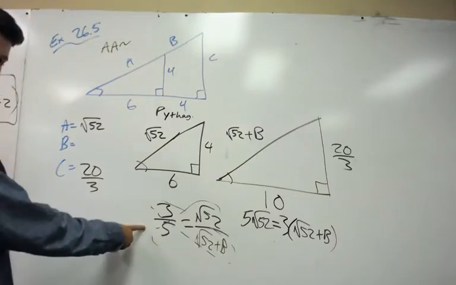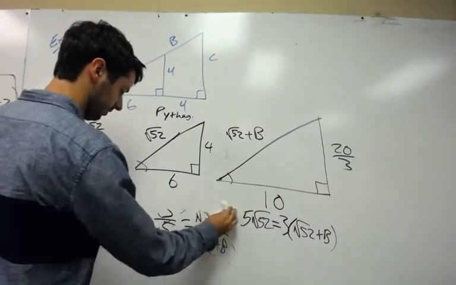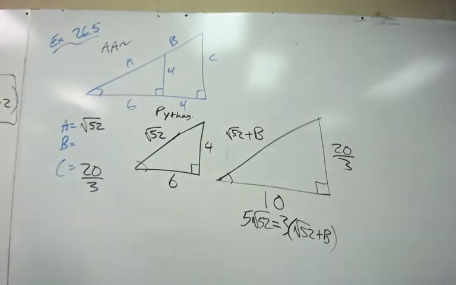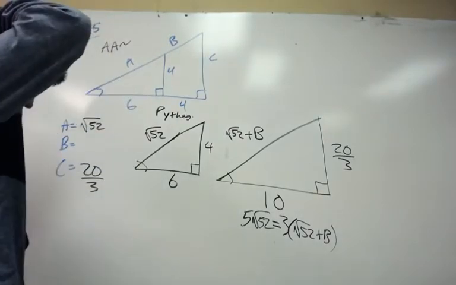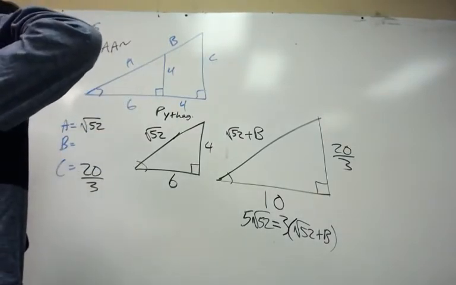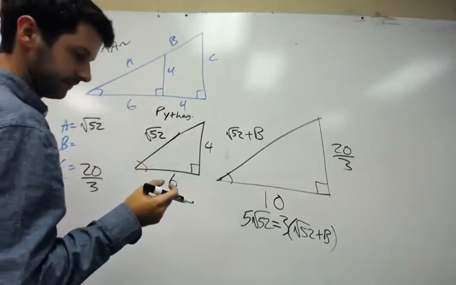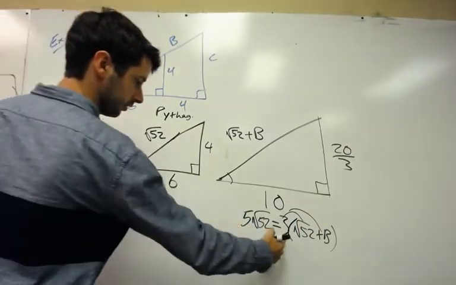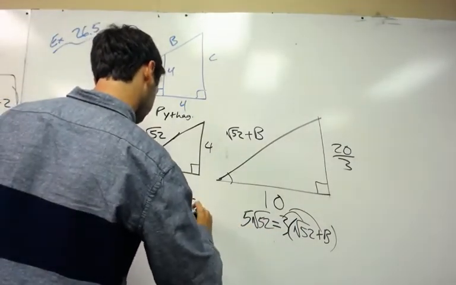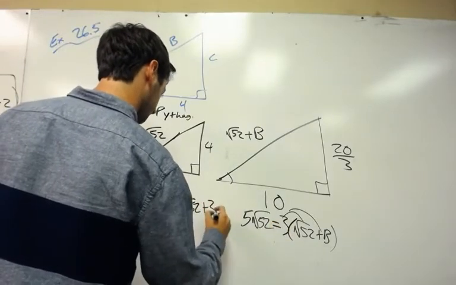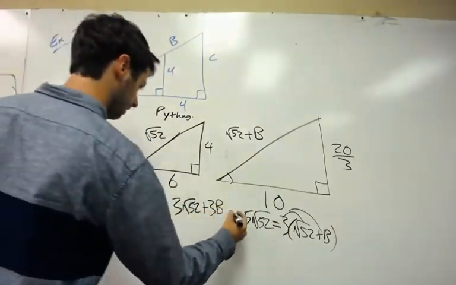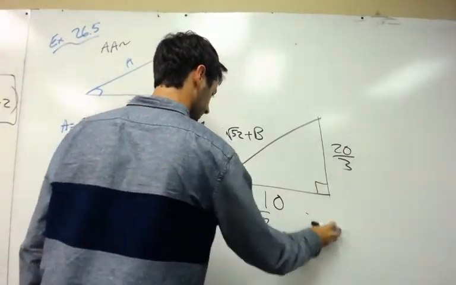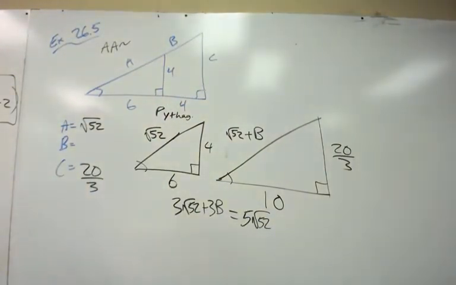I'm going to go ahead and erase here. I'm going to kind of go back and forth with this little part. So 5 radical 52 equals 3 times the quantity of radical 52 plus B. We distribute and get 3 radical 52 plus 3B equals 5 radical 52. Just moving this over here, keeping it clean.